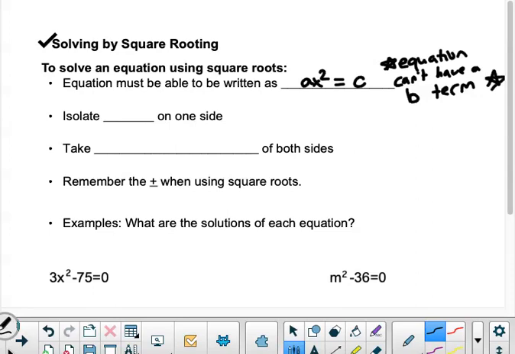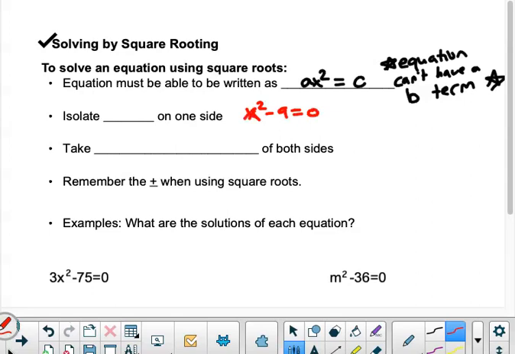Okay, that's going to be important. You can't solve something with a b term by square roots. All right, so here are your steps. Let's make up a pretend one here. My equation is x squared minus 9 equals 0.